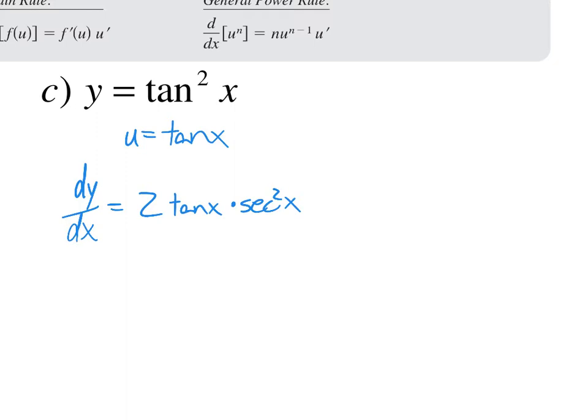So eventually you'll get to the point where you're comfortable enough just to be able to write it down at this point, like this. So the derivative of something squared is 2 times the something times the derivative of the something. I find that way easier than the other way. Well, y would equal u squared, dy/du would be the 2u, so that's where we get the 2 tangent. And du/dx is the secant squared.